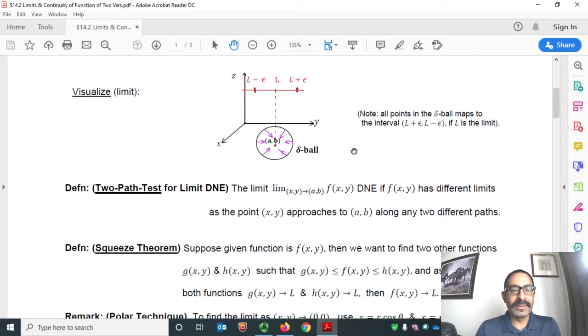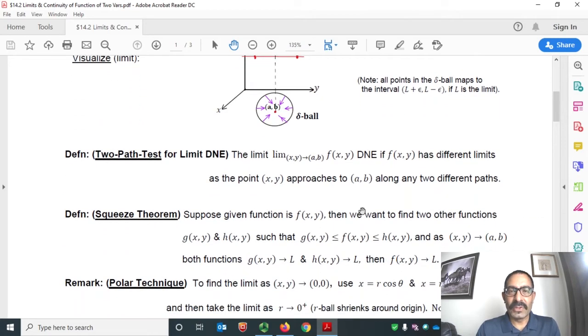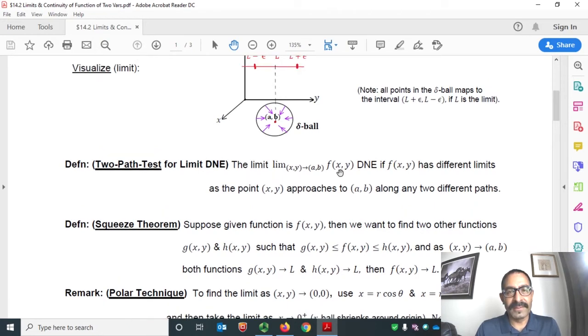So let's move on. Next definition: the two-path test for the limit not existing. The limit of f as (x,y) approaches (a,b) does not exist if f has different limits as the point approaches the fixed point (a,b) along two different paths. So to show the limit does not exist, we need to find two different paths where the limits are different.